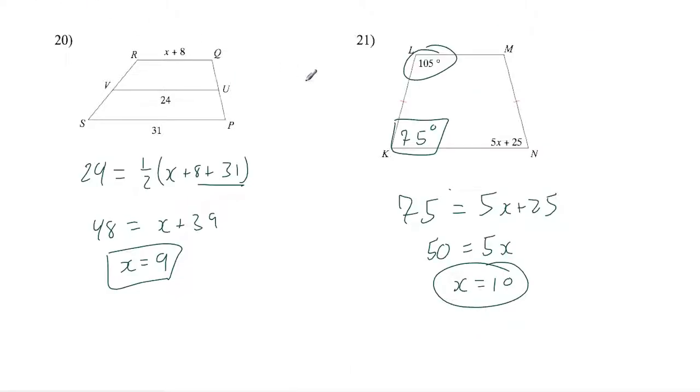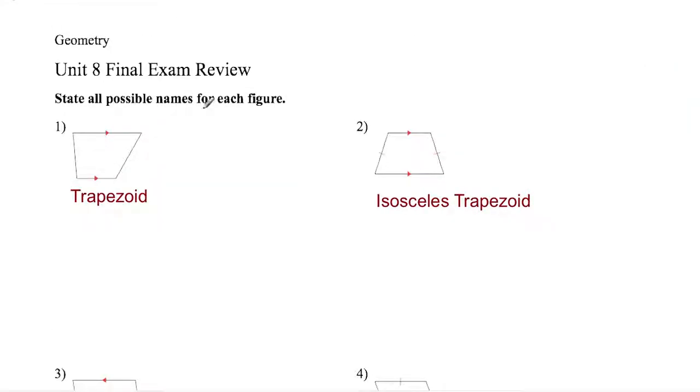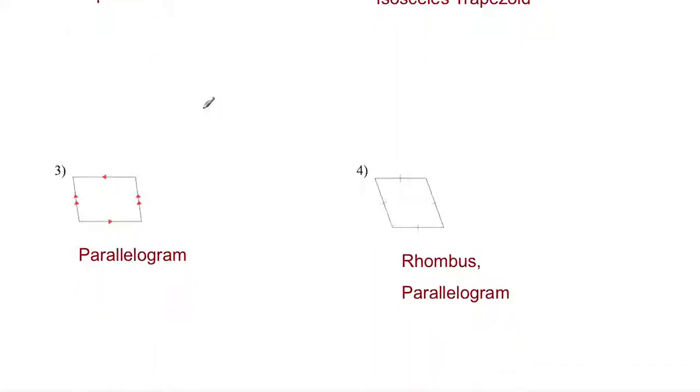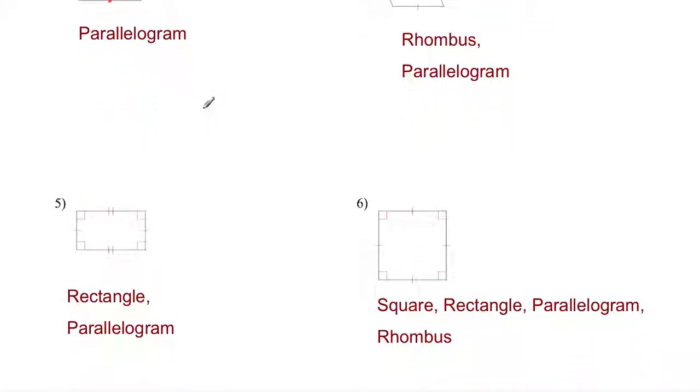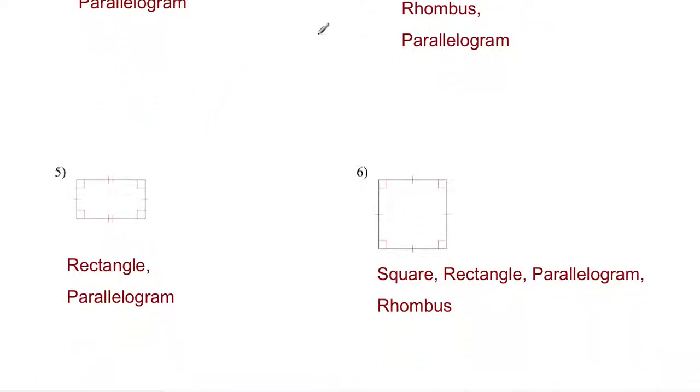So, know your properties of trapezoids and parallelograms and how to apply them so that you can solve algebraic equations. But the key is also to understand the most specific name or how many names apply to a certain quadrilateral and just really understand those properties.